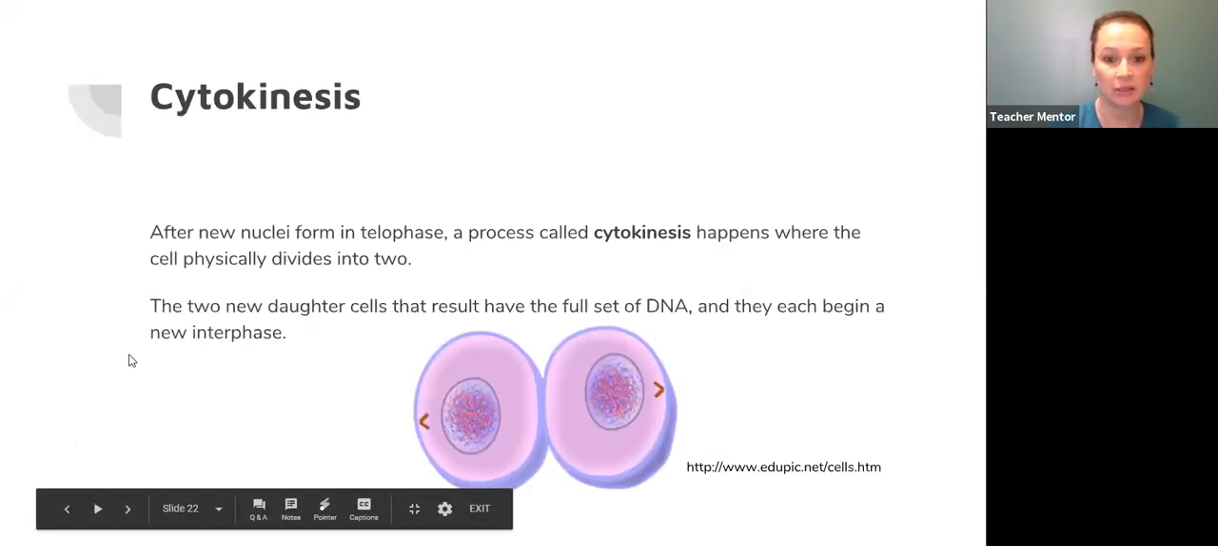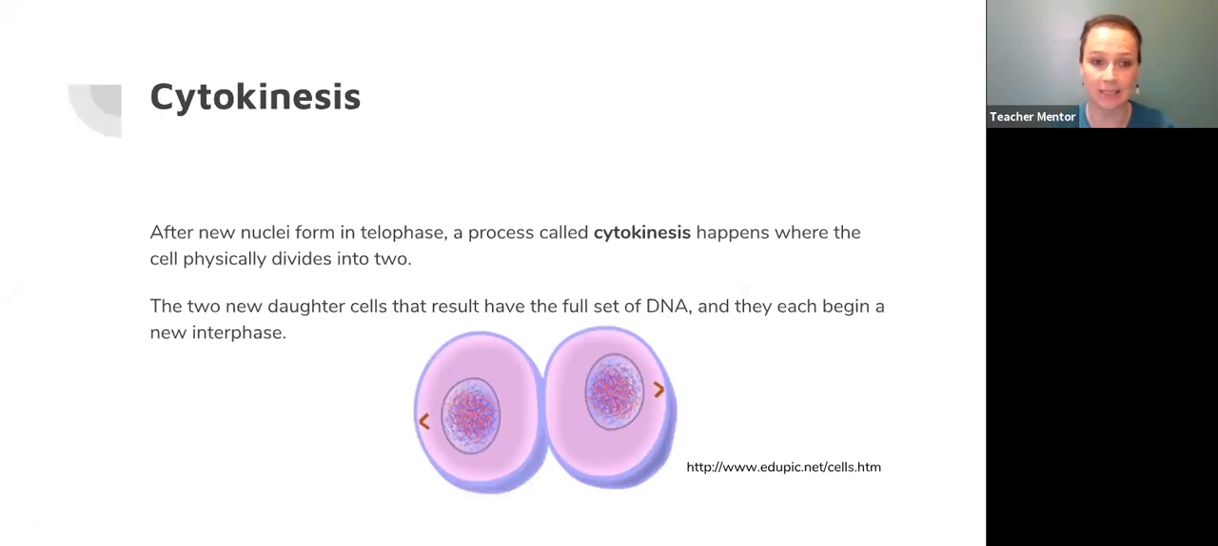All right. So we've covered all the stages or phases of mitosis, and now we have cytokinesis. After the new nuclei have formed in telophase, we have this process called cytokinesis, where the cell physically divides into two. So now we have two new daughter cells that have a full set of DNA, and they each begin their life, the majority of it within interphase.